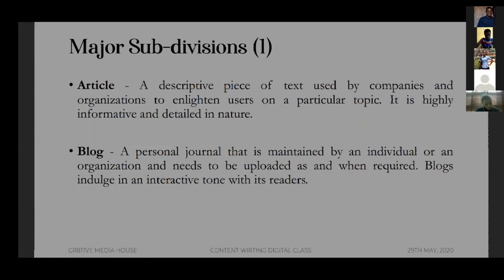So next slide here, major subdivisions. We'll talk briefly about the subdivisions of content. Now, we have one, article. Article is a descriptive piece of text used by companies and organizations to enlighten users on a particular topic. It is highly informative and detailed in nature. Article is like the broadest, most comprehensive form of content. Articles could also include journals, magazines, and all of those.